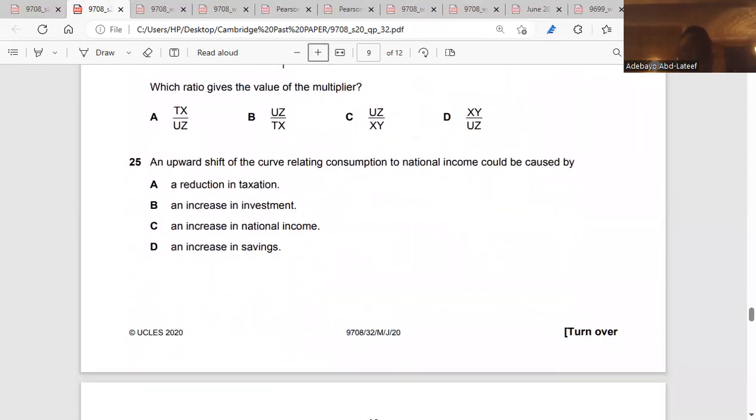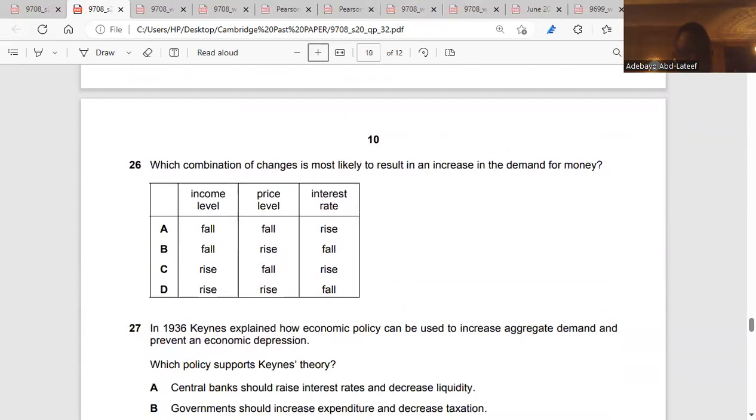25. An upward shift to the curve relating consumption to national income could be caused by what? How will consumption increase? Consumption will only increase if taxation falls, because if taxation fell, prices will fall. And if prices fall, it becomes affordable for consumers to buy more. So it's A, yes.